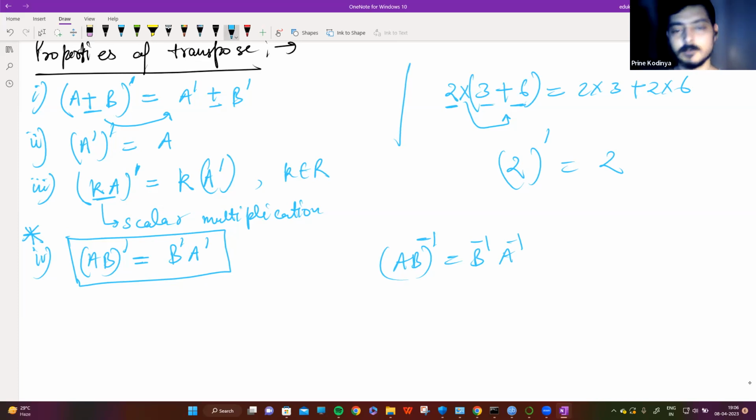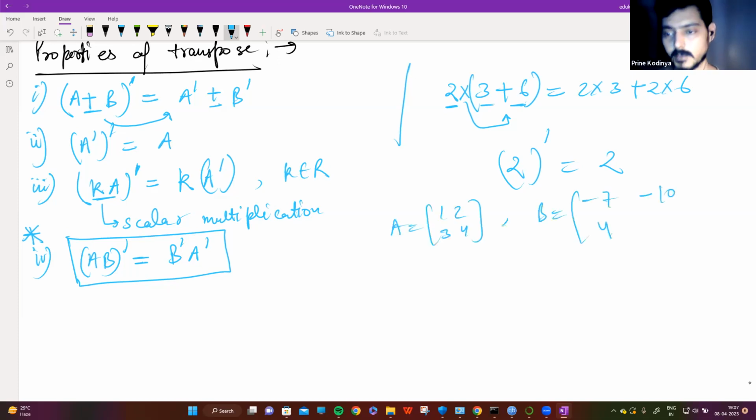You can also verify them using some examples. We can do that at home, and that will be very easy to verify. Take any matrix and apply all these operations. So what you can do is take any matrix A, 1, 2, 3, 4, let's say, and take any matrix B, which is, let's say, -7, -10, 4, and 0, and apply these values on the left hand side and right hand side. I mean, you can verify all the properties.